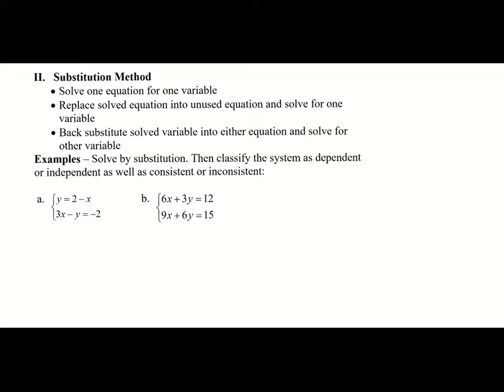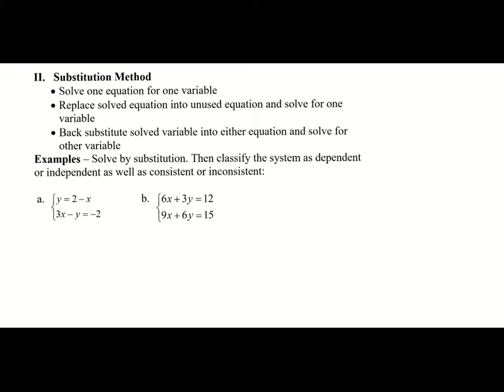In order to do substitution, what you're going to do first is solve one equation for one variable. So you want to make it either x equals or y equals, or whatever your variables are. Then you're going to take that equation, that y equals, and substitute it into the other equation and solve for that one variable. So basically, you're going to turn one equation into only having one variable. And then once you find out what x or y is, you're going to substitute it back into either equation to find the other variable.